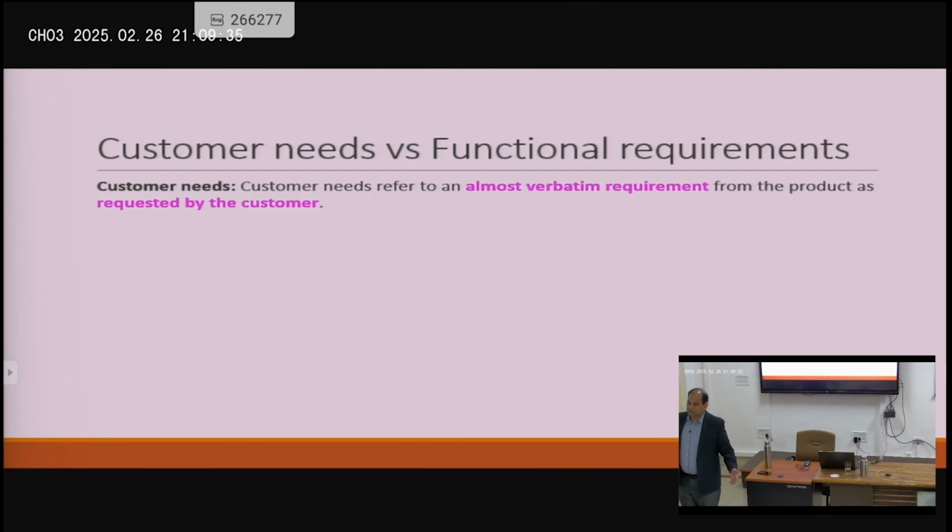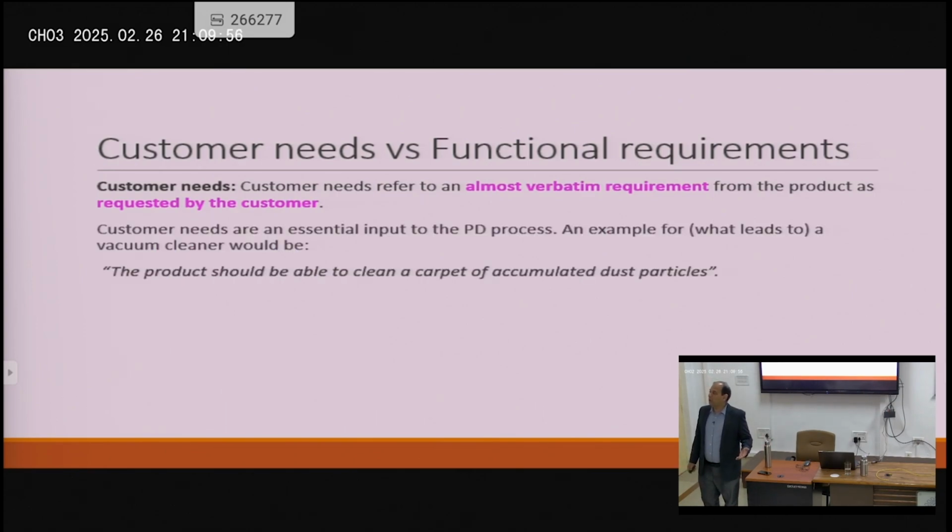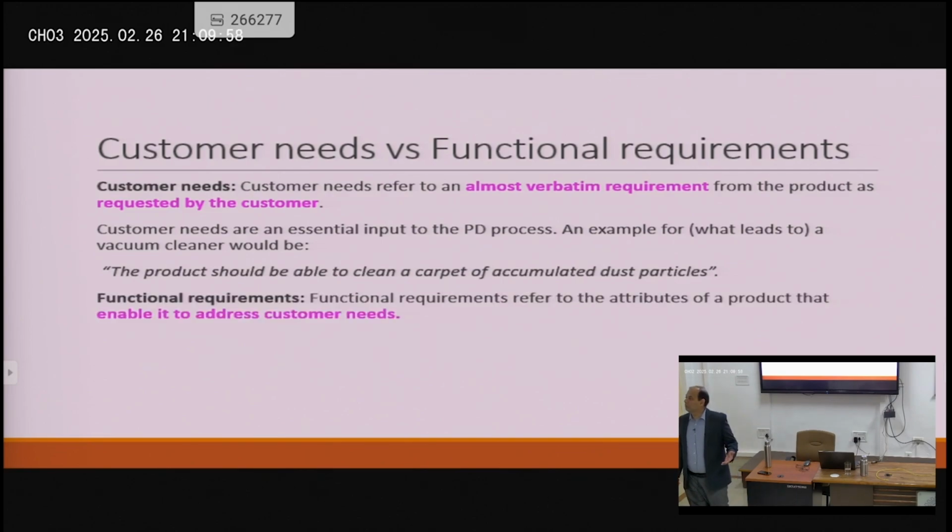So they might say, I want 18-inch wheels on my car. Okay, it's a customer requirement. Actually, that would be pretty close to being a functional requirement too. So maybe not that one. But you could say something like, I want my car to be fuel efficient. Okay, and then a functional requirement would be how the product addresses it. So here's an example we have, right? So customer needs are essentially an input to the product development process.